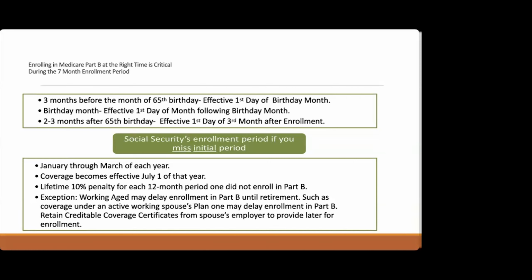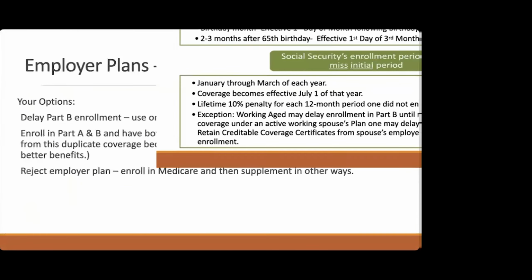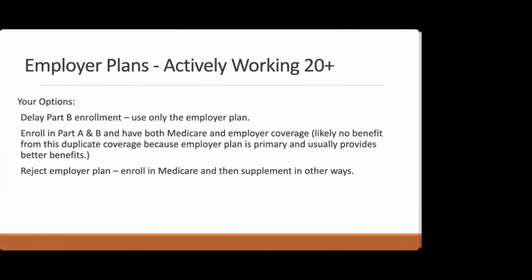Okay, so let's move on from this. If you could take me to the next slide, please. Okay, so if you're on the employer plan, you're actively working, these are the options that we were talking about. You can delay your Part B enrollment because you are enrolled on a valid employer-sponsored group plan. And typically to be on an employer-sponsored group plan, you have to be working full-time. Usually that is the rule, or very close to full-time.